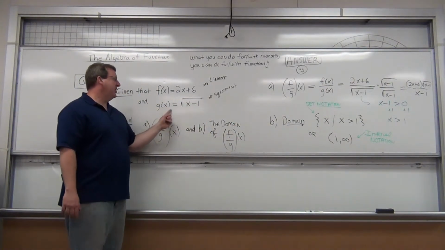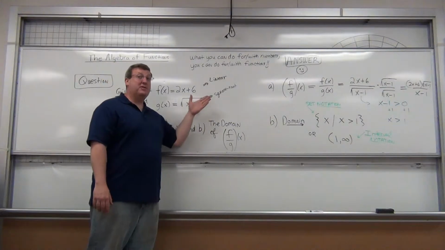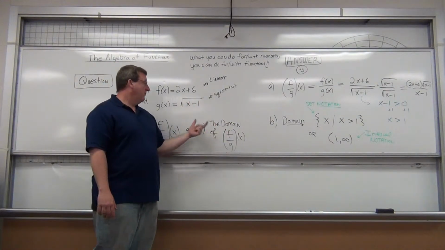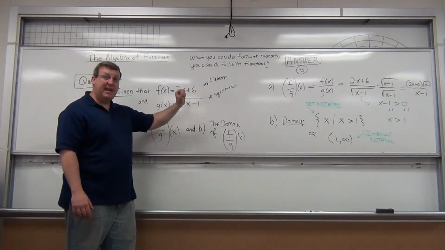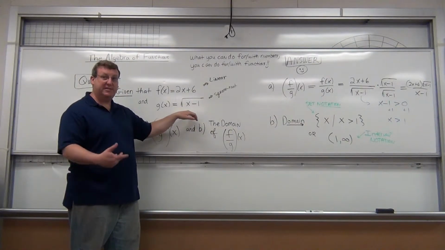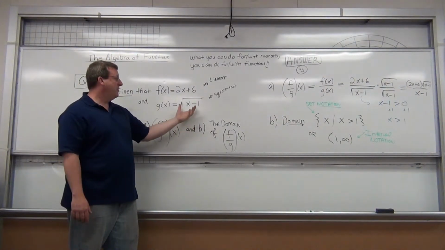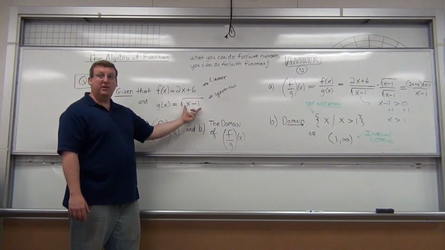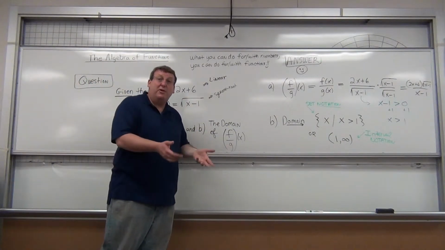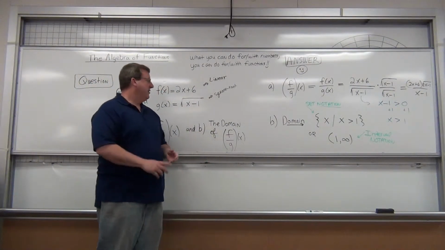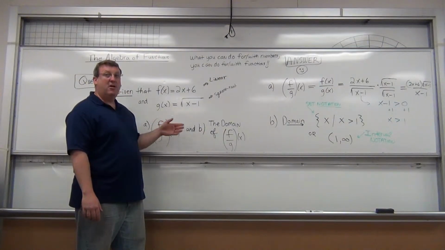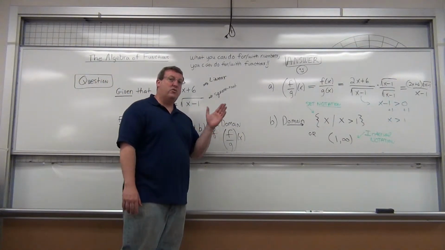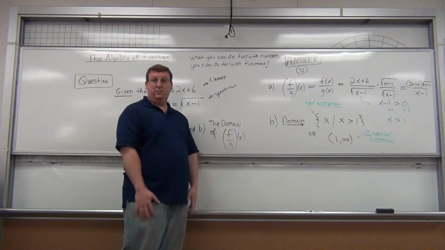Well, let's look at function g. What do you know about the domain of function g? Well, when it comes to domain, you just can't have negative totals into the square root if you want to stay in the real number system. So you have to make x minus 1 positive or greater than or equal to 0. So the domain of function g would be all values of x greater than or equal to 1.